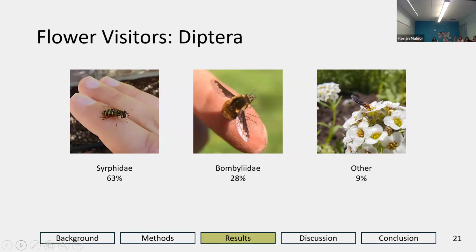And then we also had 28% of the flies I collected were from family Bombyliidae. Those are bee flies. They're these really fuzzy flies. They like to hover above flowers, and they have these really long proboscises that they stick into the flower to drink the nectar. They kind of remind me of if a hummingbird was a fly. They're also very fuzzy. I like them a lot. And then 9% of flies were from other families.